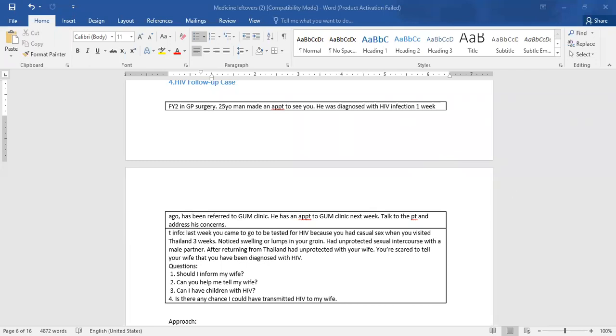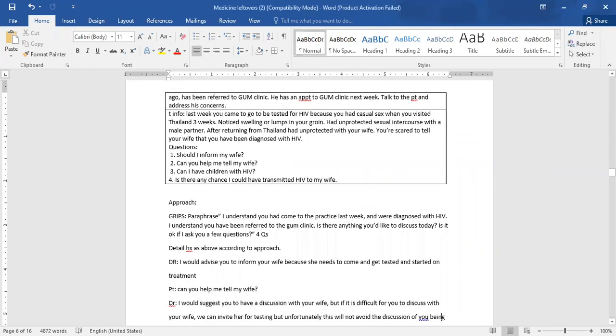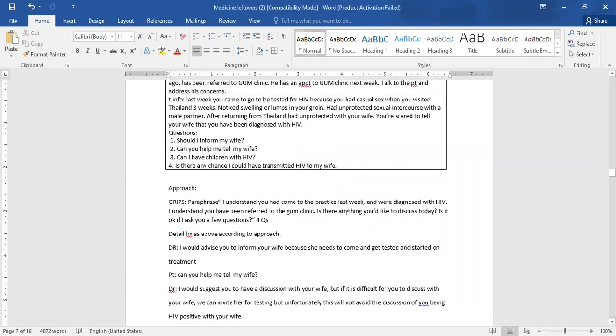Okay. So how are you going to proceed in this scenario? The same way, you have to paraphrase it. I understand that you came to the practice last week and were diagnosed with HIV. And I understand that you have been referred to the genitourinary clinic. Is there anything you would like to discuss today? And your tone must be very empathic towards the patient, because he has HIV and he might be very emotionally disturbed.